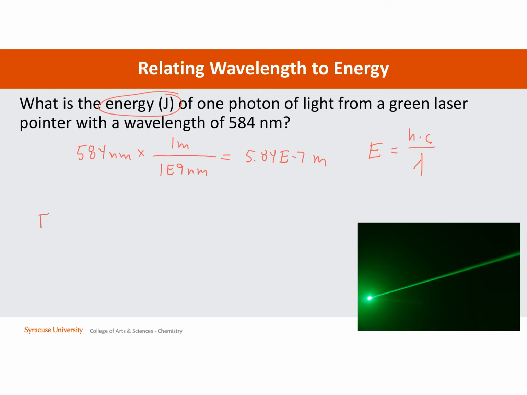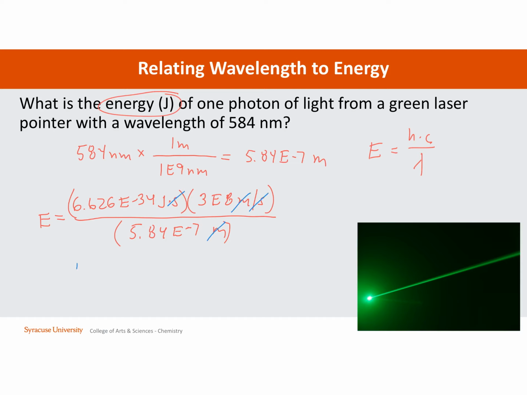So for this calculation, my energy equals Planck's constant 6.626 e to the negative 34 joules times seconds times my speed of light 3 e to the 8th meters per second, all over my wavelength that I just calculated, 5.84 e to the negative 7 meters. Take a look at the units, and for the units, right, meters will cancel out, seconds will cancel out, and that's good because I'm looking for units of energy, I'm looking for units of joules, and I should get about 3.40 e to the negative 19 joules.